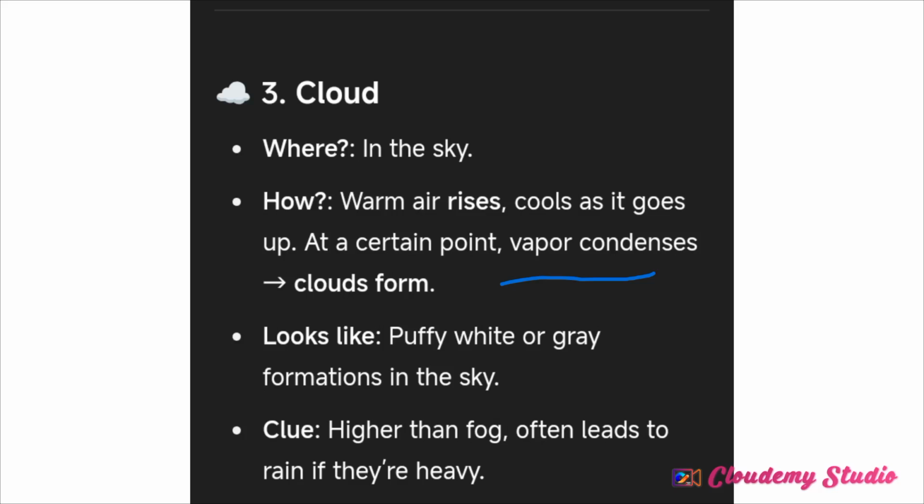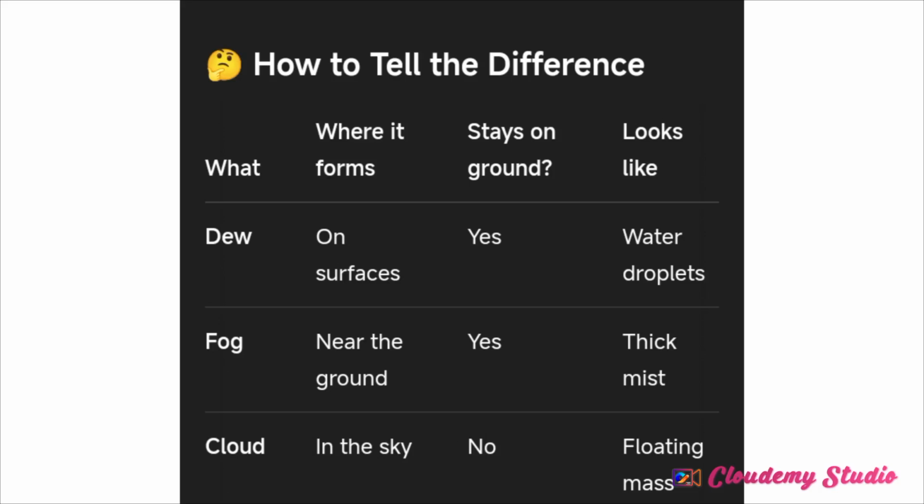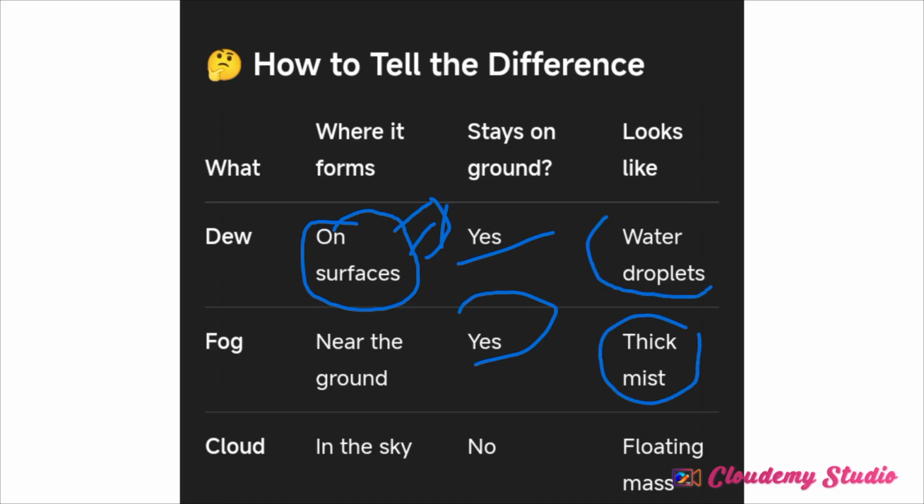So how do we tell the difference? The dew is on the surface. I already told you that, in the morning when it reaches what we call the dew point, it stays on the ground. Fog also stays on the ground, like thick mist. Cloud is just floating. Does it stay on the ground? No, you can't see it. You have to go up to see the cloud.